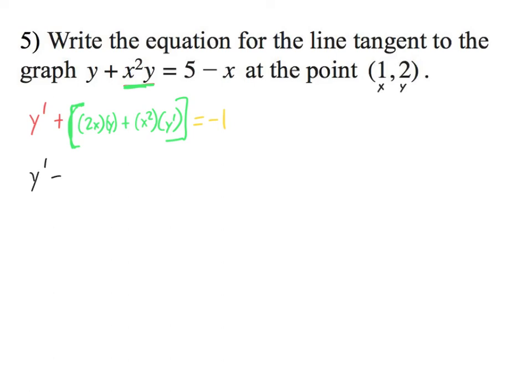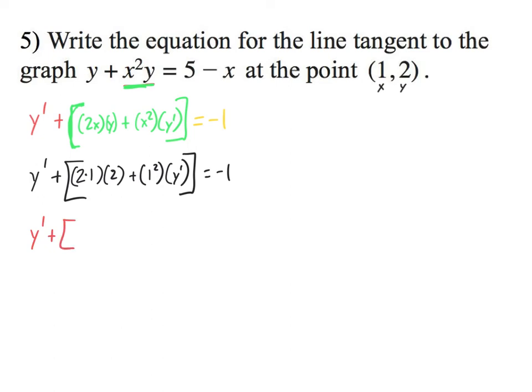So I have y prime plus, all right, 2 times x, which is 1, times y, which is 2, plus x squared, which is 1 squared, times y prime, we'll come back to that, equals negative 1. So let's clean this up. What do we have here? y prime plus, this right here becomes 4, plus, looks like just y prime, equals negative 1.